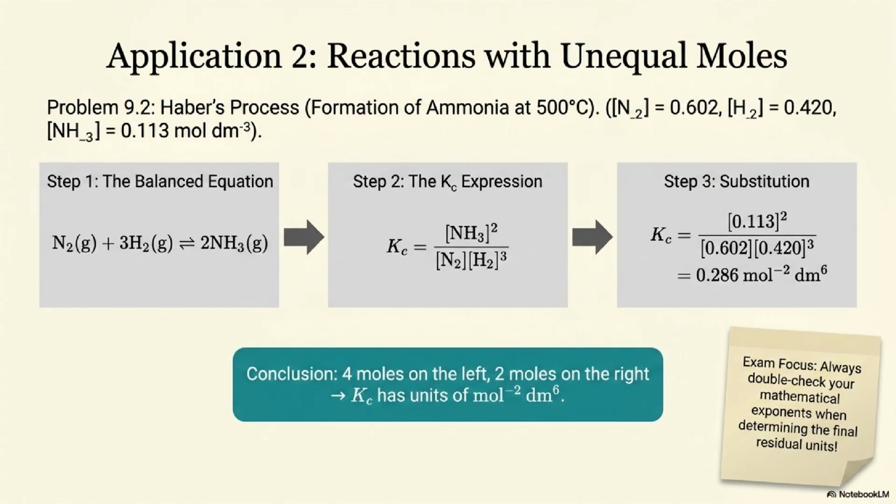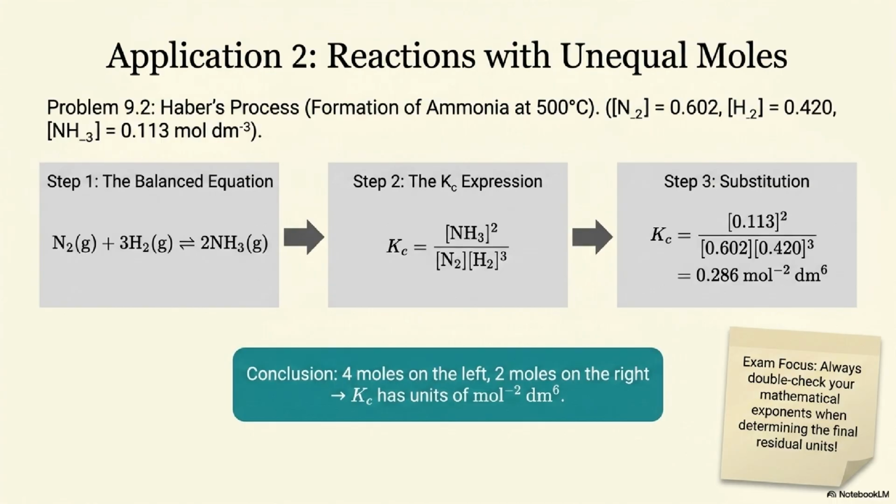Elaborate on that. Remember how we established that 4 molecules were cramming together to form 2 molecules? The mole to the -2, decimeter to the 6th unit, is the mathematical scar left over from that physical compression. It is telling any chemist who reads it, hey, this constant belongs to a system where the physical volume of the active particles is condensing. The unit isn't just a label, it's a structural description of the reaction itself. That completely flips my perspective. It's not a messy unit, it's a highly descriptive one.